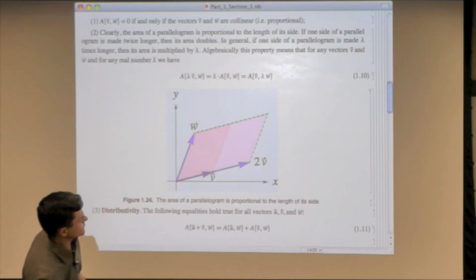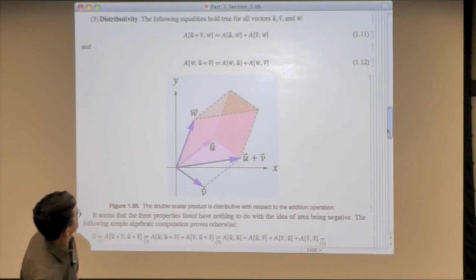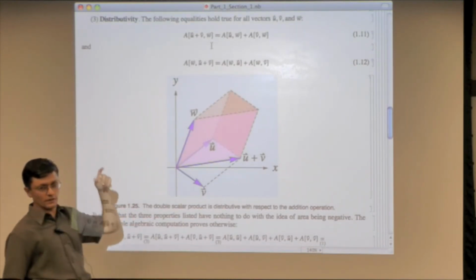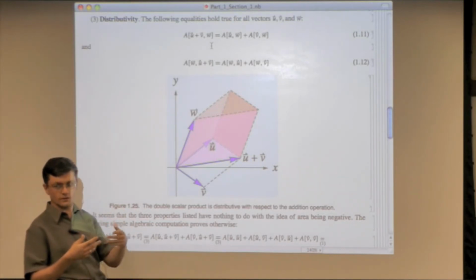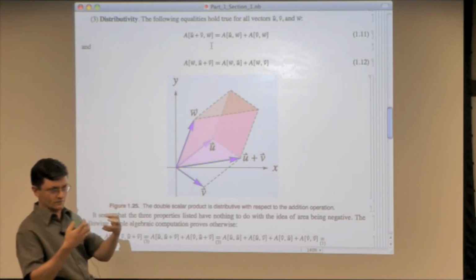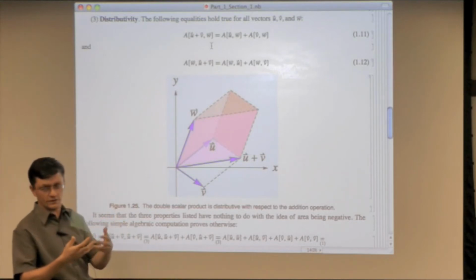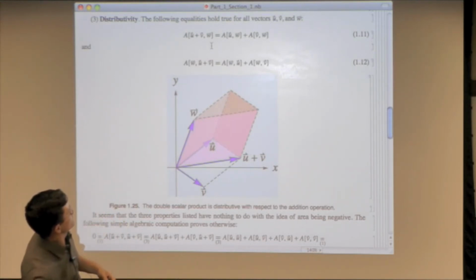And then the last property I want to convince you about is distributivity. So now, as you think of the area being a product, then it makes sense to ask, well, is that area kind of product distributive? If it is, then area can be considered as a product, or it can be thought of as a product.